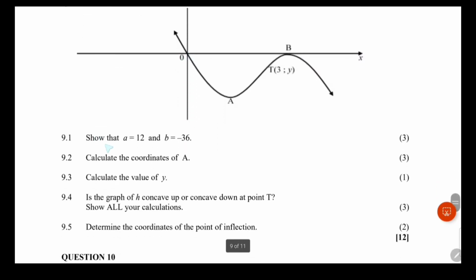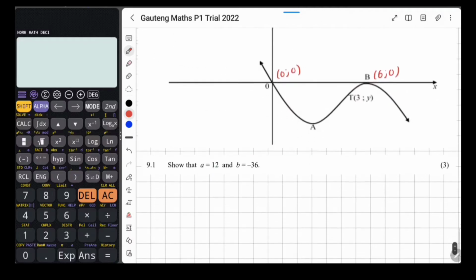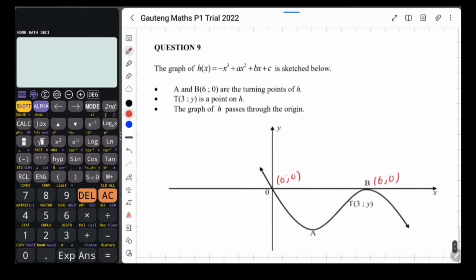The first question, 9.1, we need to show that a is equal to 12 and b is equal to negative 36. So for this question, I'm just going to fill in b. B was, so we don't forget, that was 6 and 0. And that origin, you know, it's 0 and 0. So to find a and b, let's see what we can use.